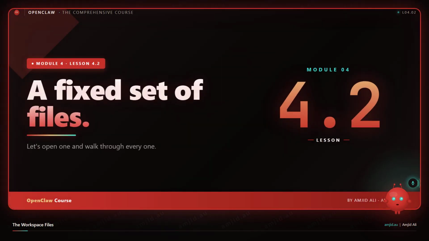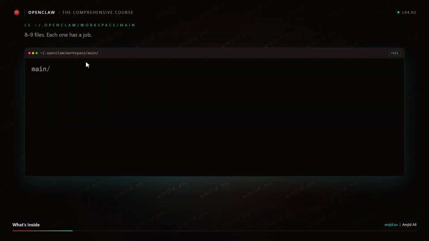Okay, in this lesson, an OpenClaw agent workspace folder has a fixed set of files in it. So let me open one up and walk through each one file by file. After the wizard, you have a workspace at ~/.openclaw/workspace. Change into that directory.